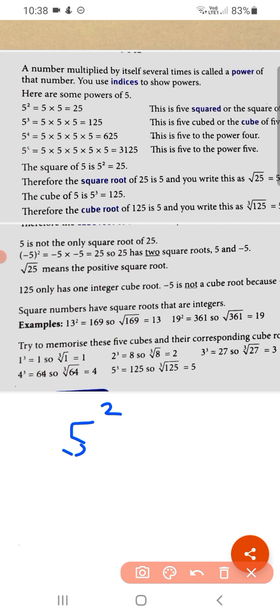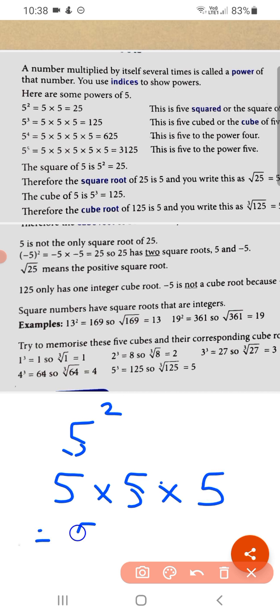If we multiply 5 three times, that means 5 cubed, or 5 raised to the power of 3, or 5 to the power of 3 or 5 cubed. All are equal, children.